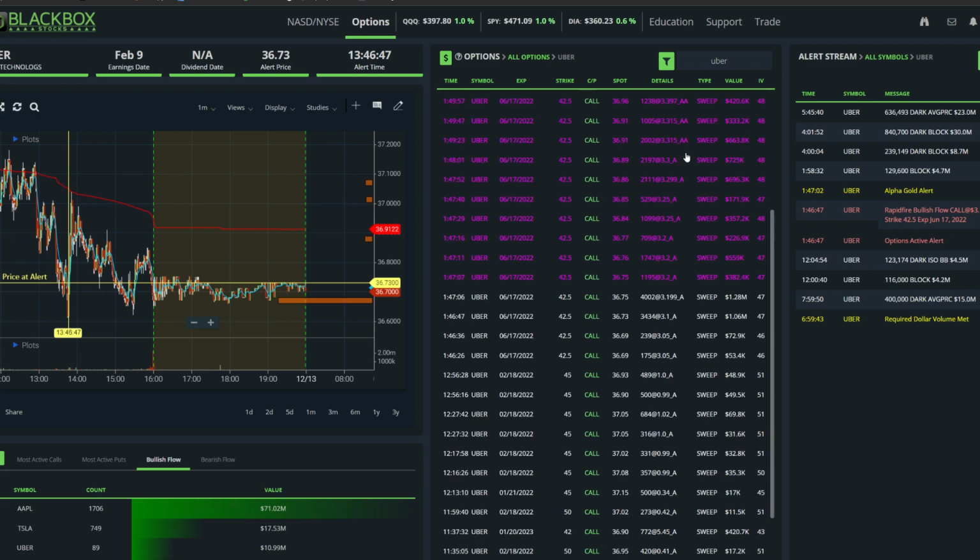I want to see a lot of size coming into a position. And so the first thing you can see with this Uber one, $420,000. That is decent. That is a good amount of size. Now, the second thing I want to talk about is going to be time and urgency.